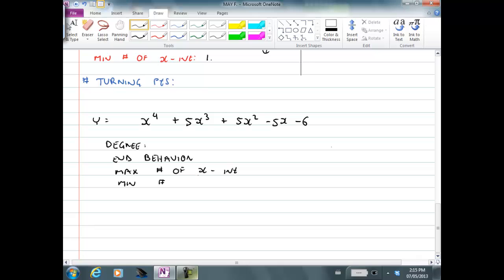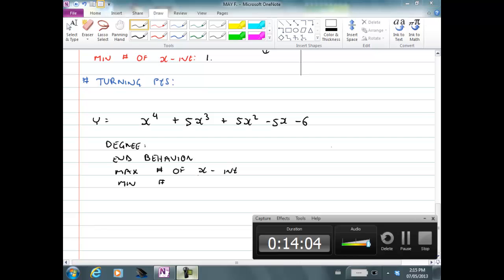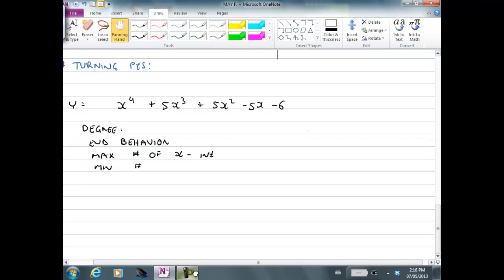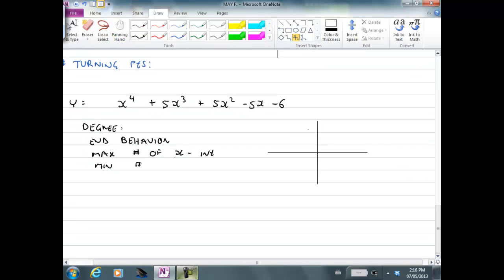Now, I want you to use your TI-83. Give me your degree, end behavior, max number, x-intercept, min number, and then I'll go over turning points with you in 1 second. I walked around, and most of you have this on your calculator. You have something like this. It goes down, up, down, up. And now we're going to answer all these questions.